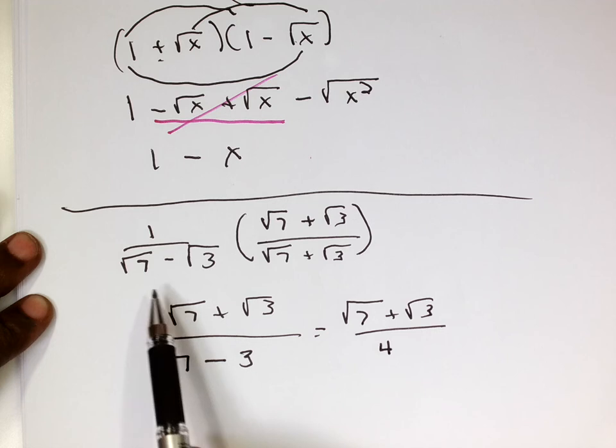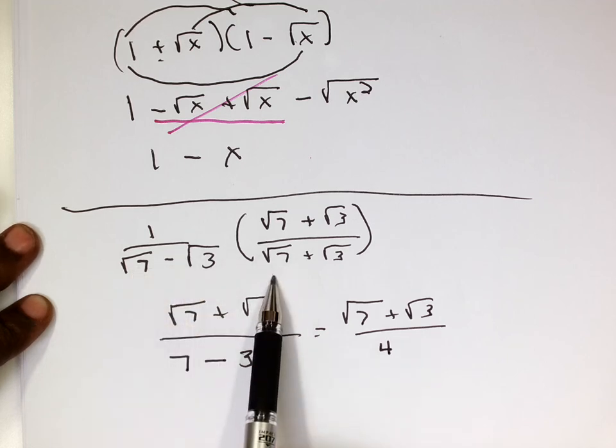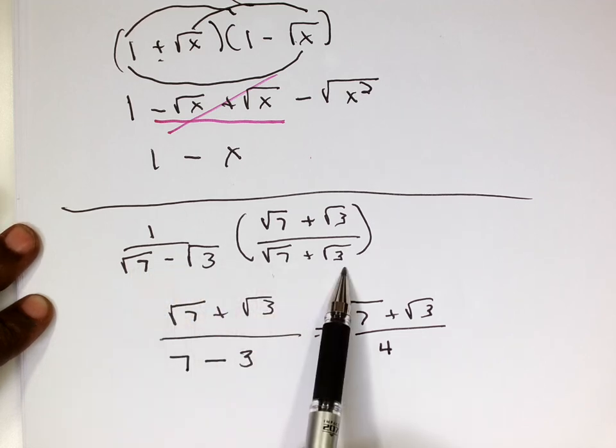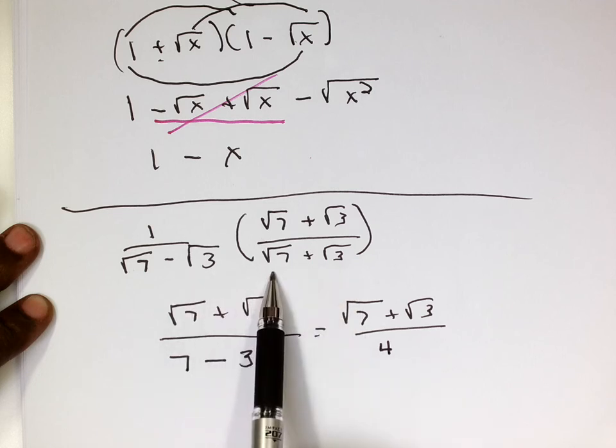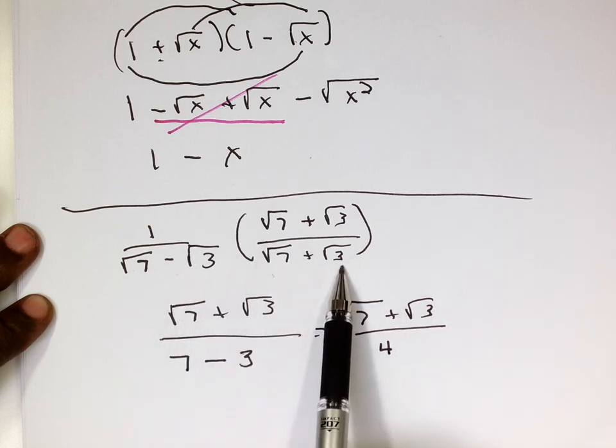And if you don't trust it, multiply it out. Square root of 7 times square root of 7 is 7. Then we get plus square root of 21 minus square root of 21. Those are gone. And then minus 3.